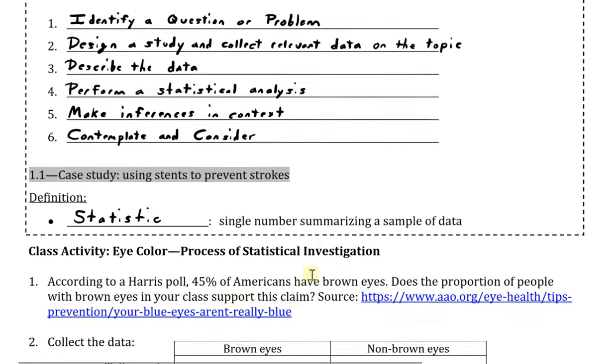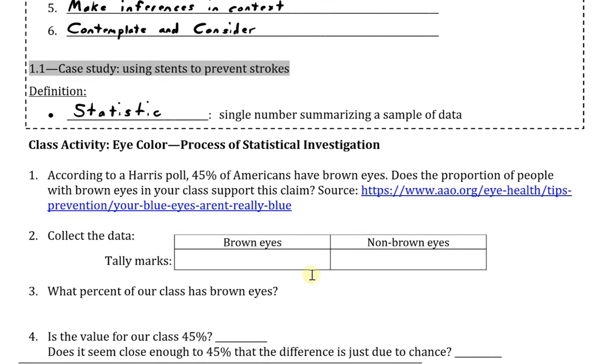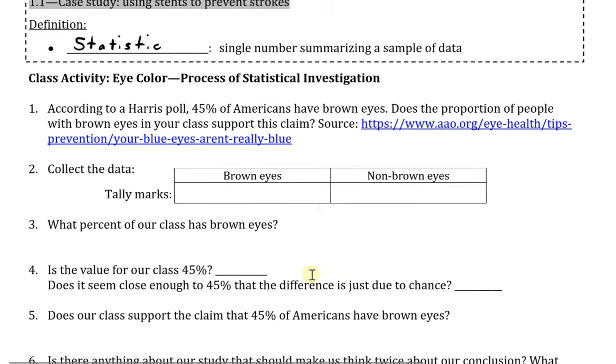As for the example, let's look at the situation that is given to us, which is already broken up into the 6 step-by-step process. This is a class activity for eye color. In step 1, it says, according to a Harris poll, 45% of Americans have brown eyes. Does the proportion of people with brown eyes in your class support this claim? This is going to be our question, the question that we want to answer.